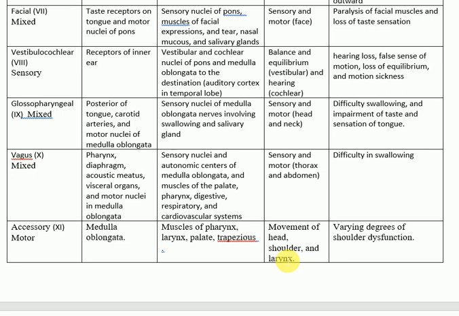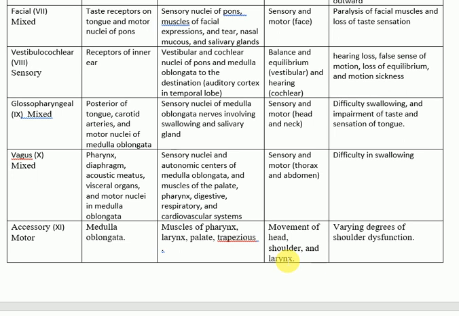Are we following so far? You good? Okay. Now from 7 to 12. 7 is called facial nerve. Why did you call it facial nerve? Because facial expressions is the main function, not the only function, the main function. Facial nerve, facial expressions. And what do you think? Facial expressions. Is that sensory or motor?